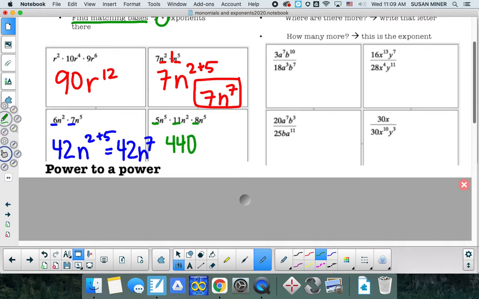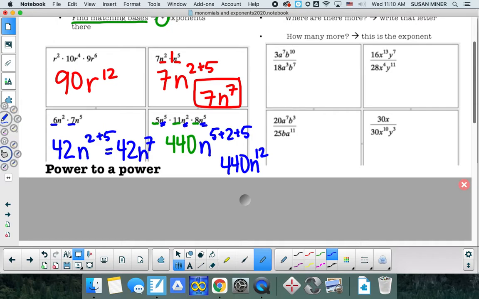And then I find all of my like bases, any letter that's the same. N, N, and N. And I just add the exponents. 5 plus 2 plus 5. So I'm going to end up with 440 n to the 12th. Okay, cool. If I had another letter in my multiplication, then I would just combine those letters together. If I can't combine it with anything, then I leave it. I don't do anything to it.